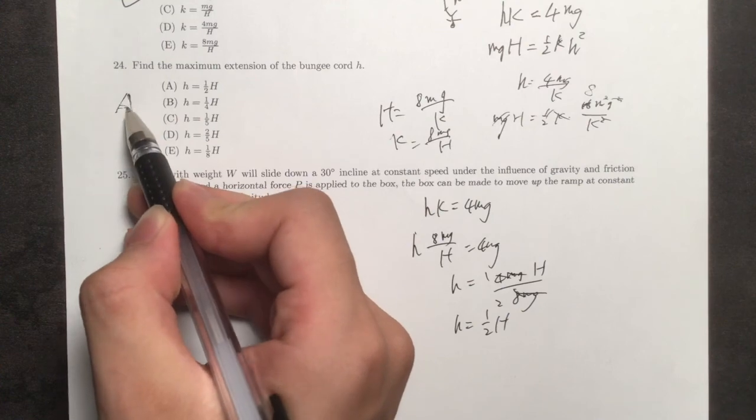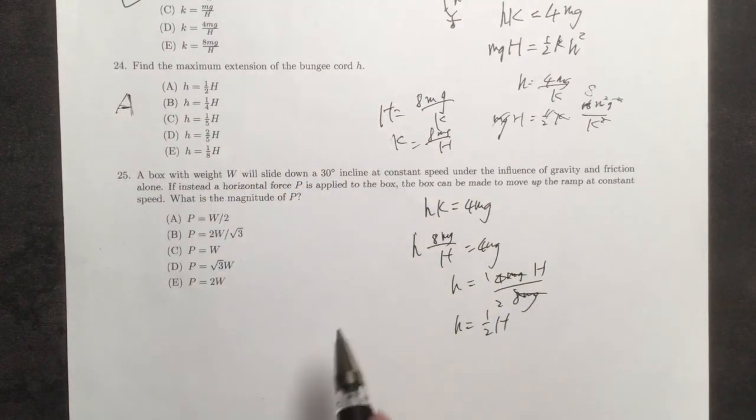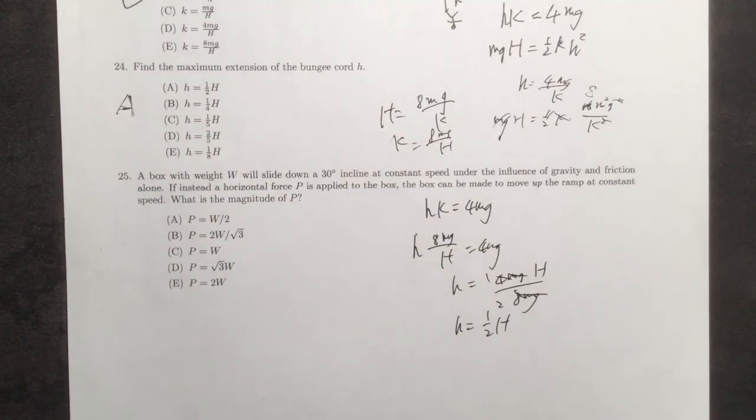So exactly, the bungee cord is very elastic. It extends to twice its length in order to slow the man down. Okay.